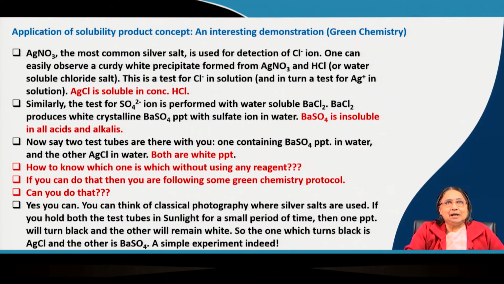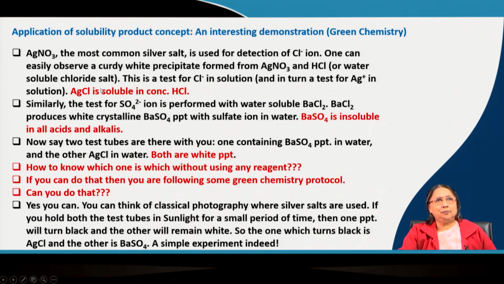Now, a very interesting demonstration of green chemistry. I will ask you some questions here. So, please listen carefully. Say for example, silver nitrate, which you know is the most common silver salt, and it is used for chloride ion detection. Then one can easily observe a curdy white precipitate formed from silver nitrate and HCl, that I have already told you. And this is a test for chloride ion, and we also use this reaction in chloride ion determination. We all know the Mohr method. In turn, it is a method for silver ion also.